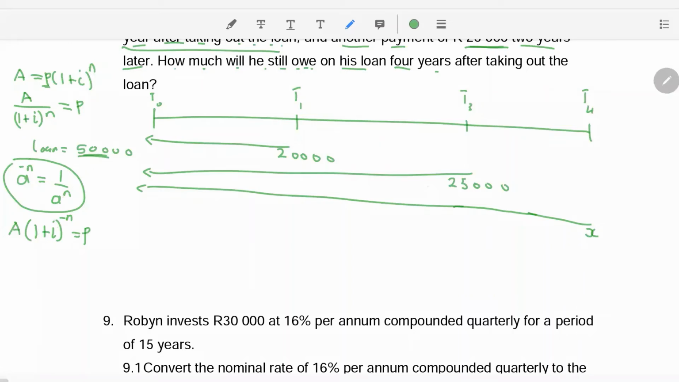So to calculate the principal amount, we are going to use this formula, which is P equals A into (1 plus i) to the power of negative n, because we are trying to work back in time. We are trying to take off the interest. So the original amount of the loan was 50,000.